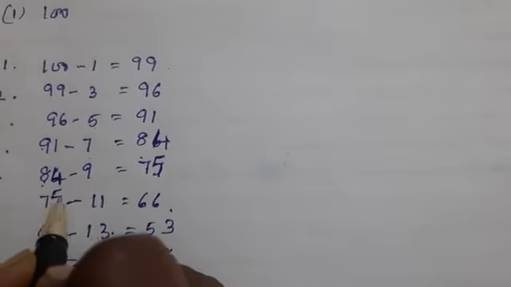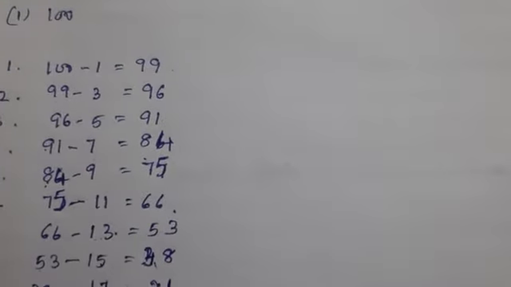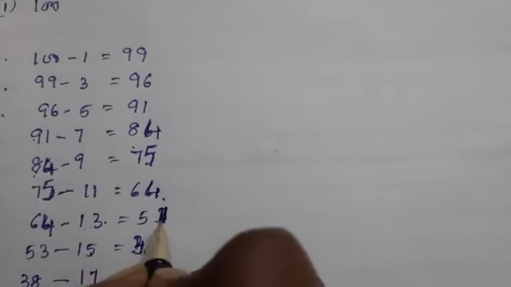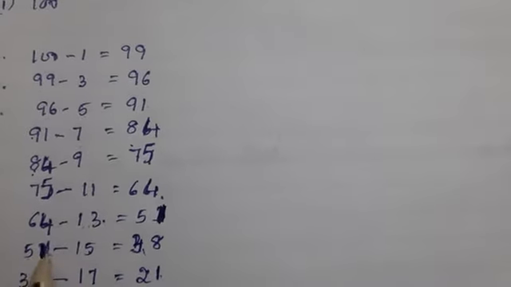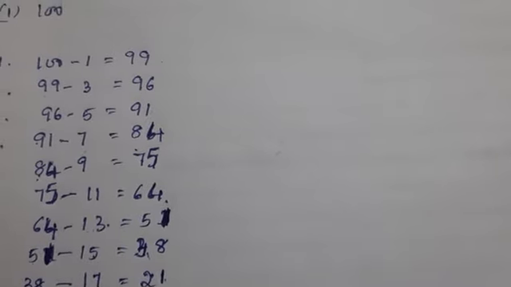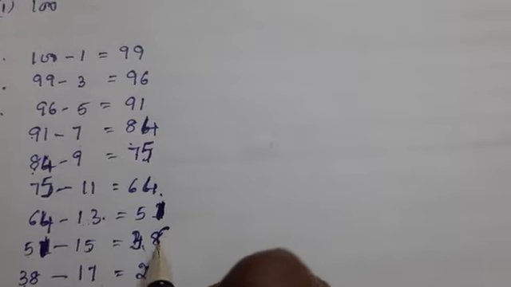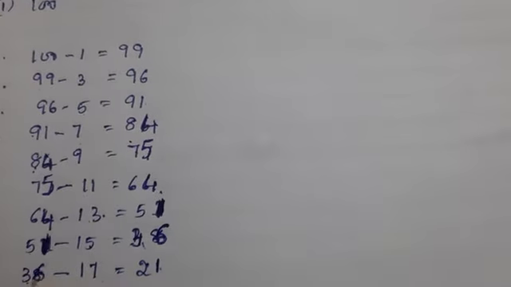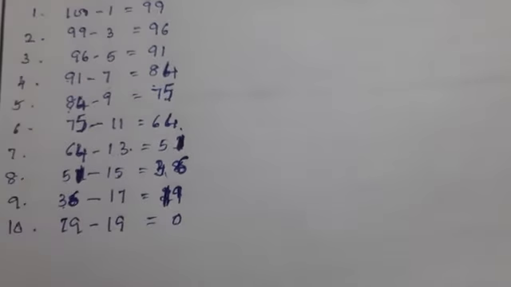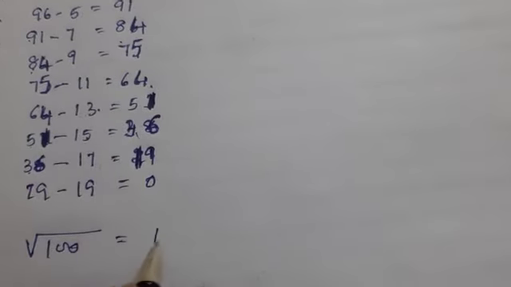75 minus 11, it will be 64. 64 minus 13 will be 51. 51 minus 15, 36. 36 minus 17, it will be 19. So 19 minus 19 is equal to 0. So there are 10. Therefore, square root of 100 is equal to 10.